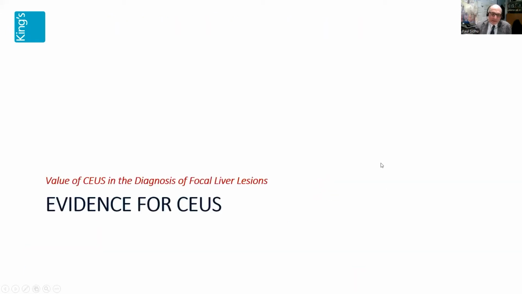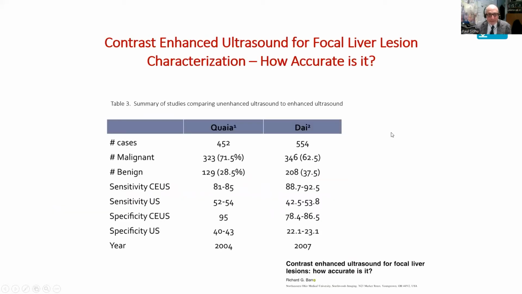We also have to establish whether or not contrast-enhanced ultrasound is actually useful. What is the evidence that it is actually sensitive and specific for focal liver lesions? The table is taken from a recent paper by Richard Barr looking at contrast-enhanced ultrasound for focal liver lesions and how particularly accurate it is. Remember, very often you're comparing unenhanced ultrasound to enhanced CT examination to determine whether or not ultrasound is sensitive or specific for the evaluation of a focal liver lesion.